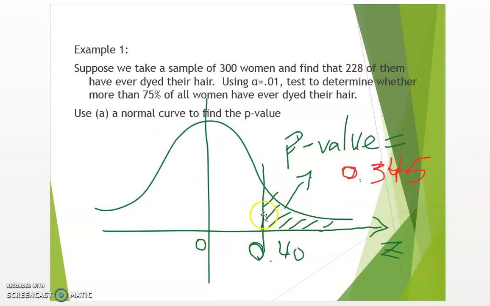And then you just calculate this area, which is the right tail, by using normal CDF. So it'd be normal CDF. Lower limit will be 0.4, upper limit could be 100. And by using normal CDF, you can get this area, which is 0.345. That is the p-value. So that's how you find the p-value by using the normal curve.